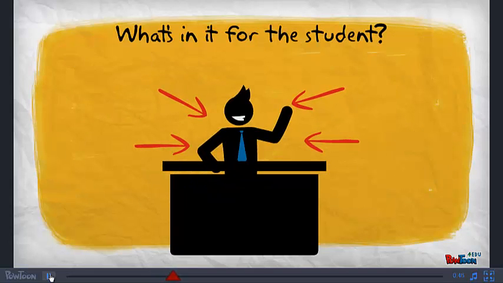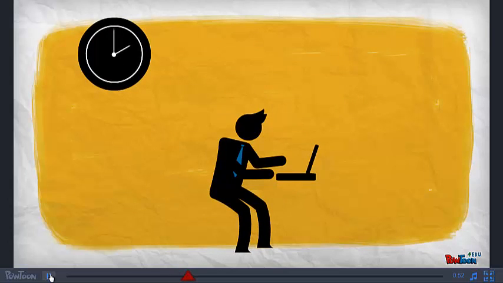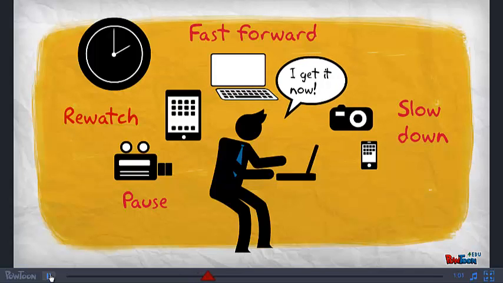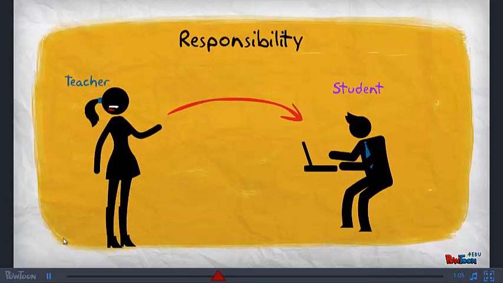What's in it for the student? The flipped classroom is extremely student-centered. Because lecture is pushed to video, each student has the ability to work at his or her own pace. They can watch and re-watch the videos. They can slow down and pause parts they don't understand, or they can fast-forward through sections they already get. The responsibility shifts to them to learn at a pace that is comfortable for them.